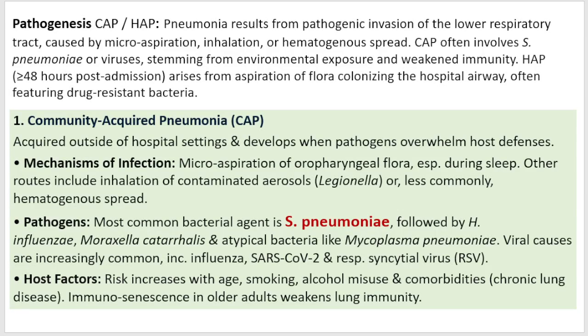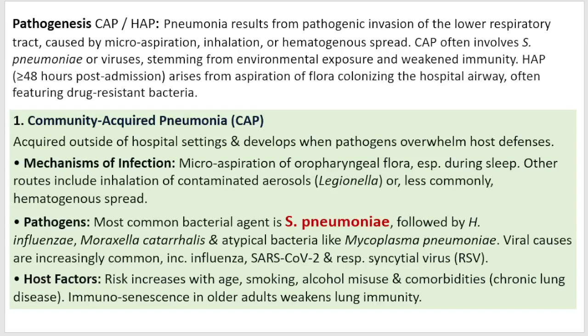Pneumonia results from pathogenic invasion of the lower respiratory tract caused by microaspiration, inhalation, or hematogenous spread. Community-acquired pneumonia often involves Streptococcus pneumoniae or viruses stemming from environmental exposure and weakened immunity. Hospital-acquired pneumonia occurs more than 48 hours post-admission and arises from aspiration of flora colonizing the hospital environment, often featuring drug-resistant bacteria. These are the two common types, CAP and HAP.